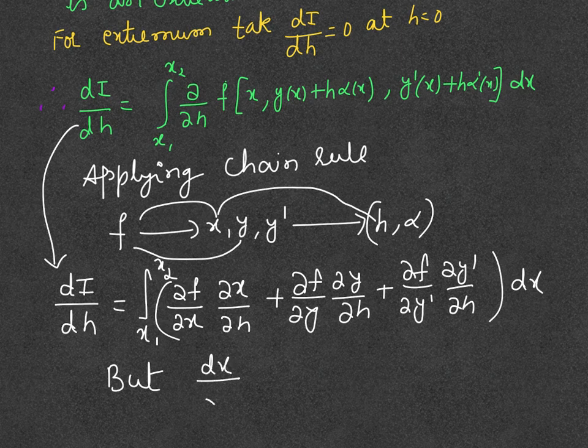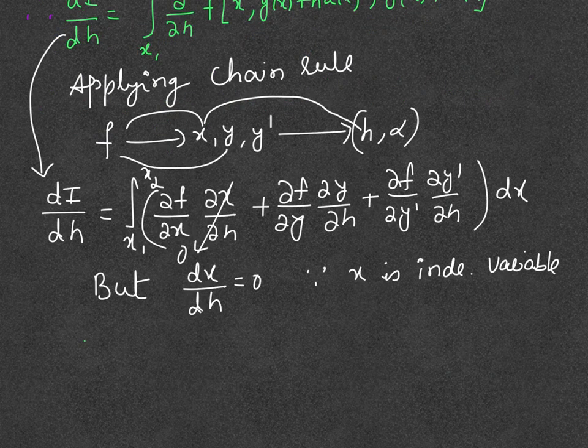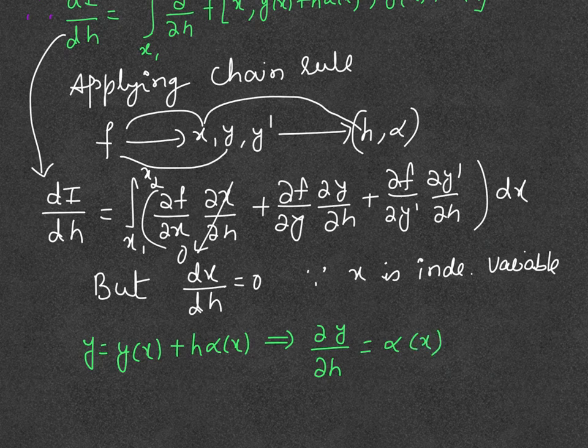But dx by dh is 0. Why? Because x is an independent variable. And we know that y is equal to y of x plus h alpha x. From this you can find dou y by dou h. So it's a partial derivative with respect to h, and it gives us alpha x. And dou y dash by dou h is alpha dash of x.